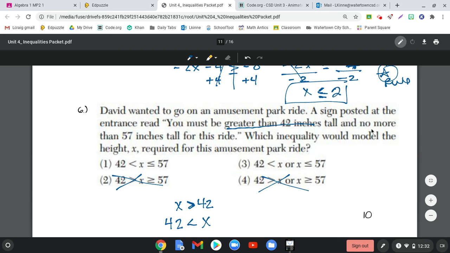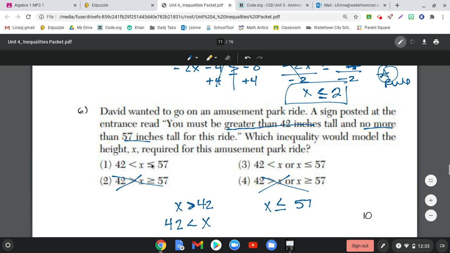Let's look at the other part. No more than 57 inches. Think about that. No more than 57 inches. So could you be 57 inches? Yes. And it says no more. You can't be more than, so you have to be less than 57 inches. So let's find that one. x is less than 57 inches. Right there.